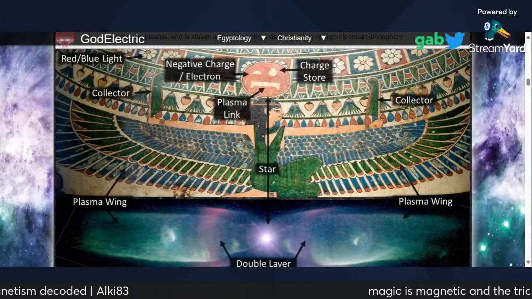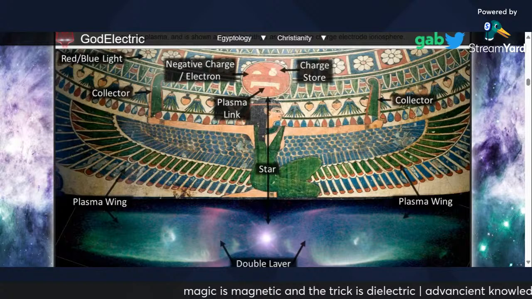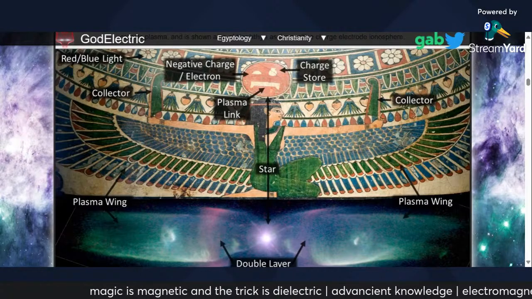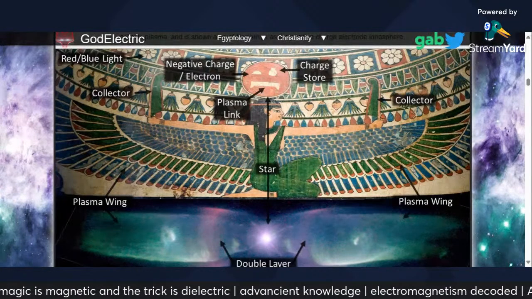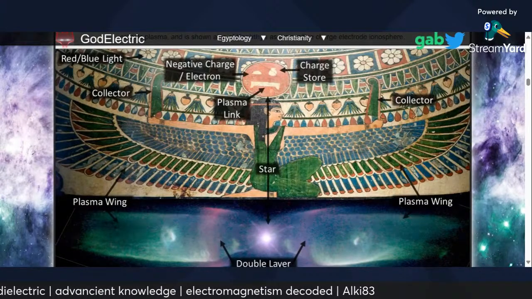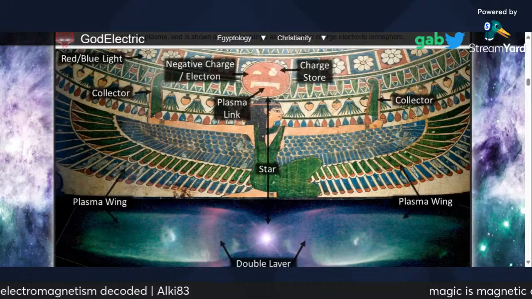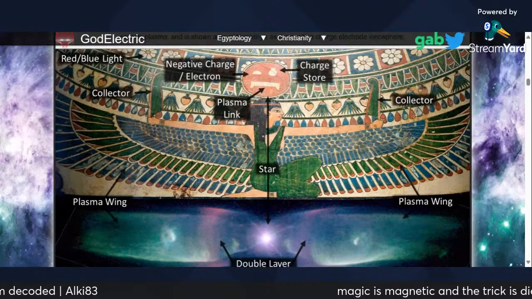Nut is shown kneeling down with her wings spread out across her coffin alongside Butterfly Nebula M2-9. Nut is holding the ostrich feather in each hand to show that the wings of a nebula act as a collector. On her head she supports a star with the hieroglyph showing how negative charge is collected via a plasma link to a charge store.